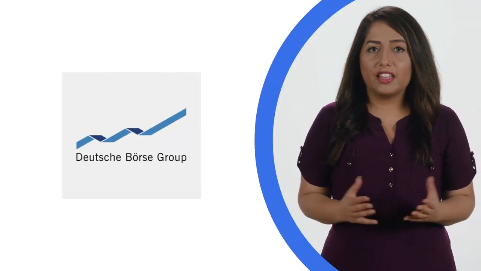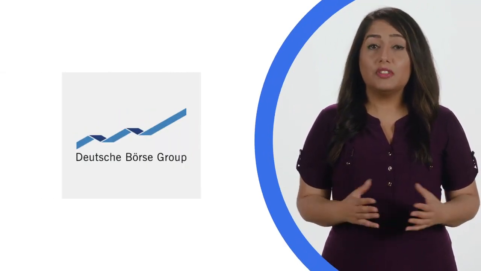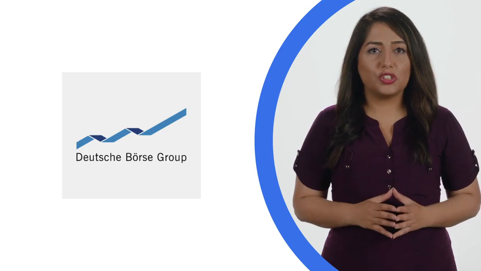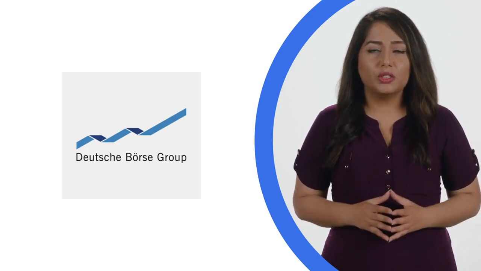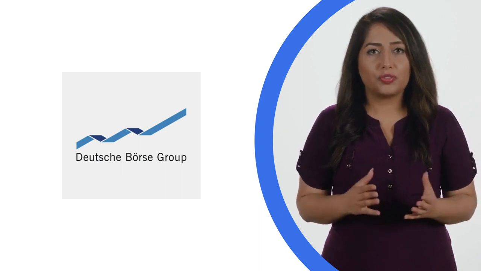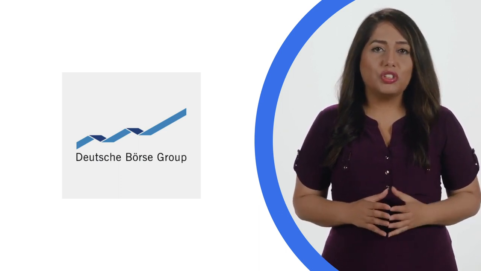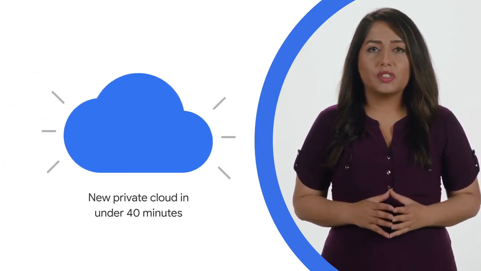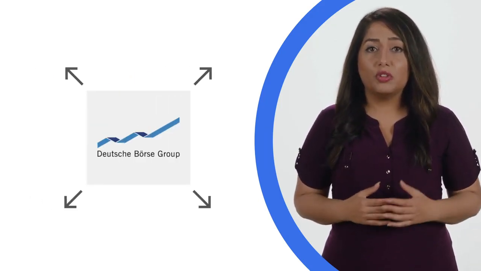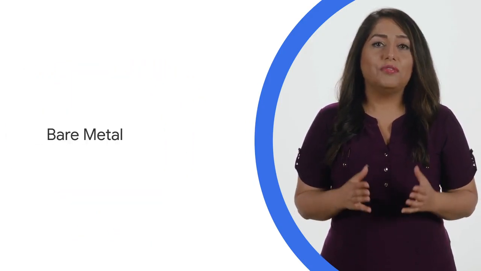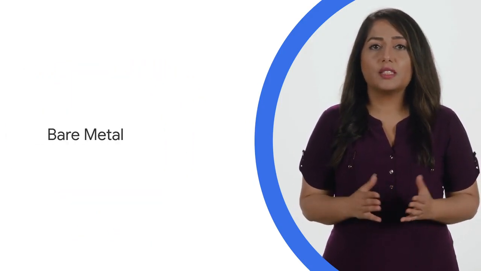An example of a company that uses Google Cloud VMware Engine is DBG, one of the world's leading exchange organizations. They use Google Cloud as the foundation for scalable, resilient, and compliant infrastructure for financial markets. Using Google Cloud VMware Engine, DBG was able to spin up a new private cloud in under 40 minutes with minimal disruption. This enabled them to scale their business on demand and meet customer needs while still using their VM tools and existing processes.